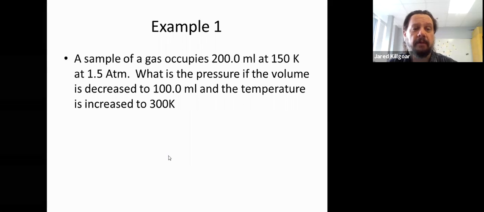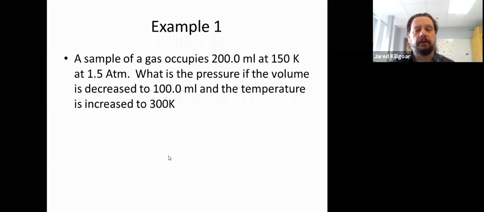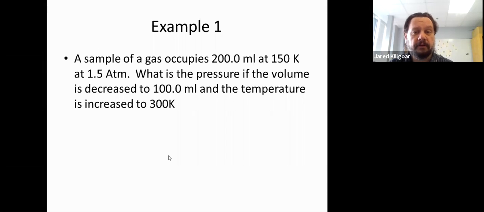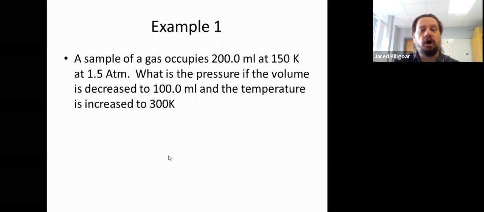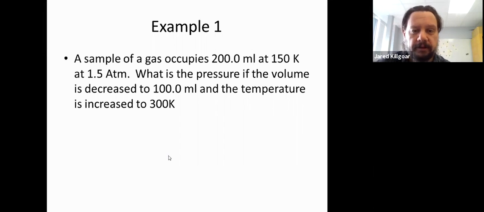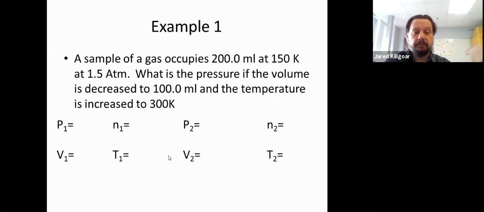So let's go over an example problem. A sample of gas occupies 200.0 milliliters at 150 Kelvin at 1.5 atmospheres. What is the pressure if the volume is decreased to 100 milliliters and the temperature is increased to 300 Kelvin? So the way I like to go about these problems is I start out by making a little table or chart of all of the variables and figure out what we're given and what we need to find.